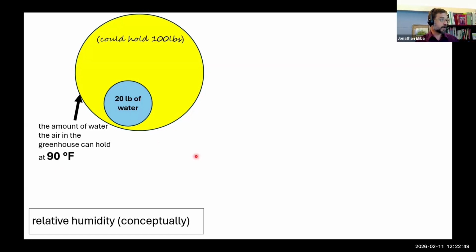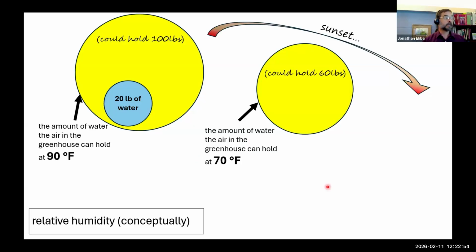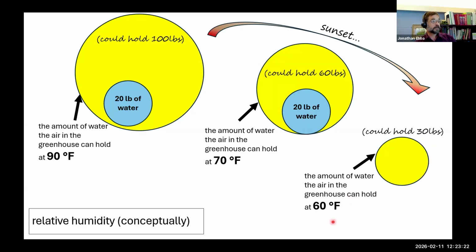Now, what happens as the sun goes down and our temperature starts to fall, right? So now our temperature is down to 70 degrees and the air can only hold 60 pounds of water. But there's still 20 pounds in there. We're assuming that the plants have stopped transpiring, which isn't true. I mean, of course, there might actually be 22 pounds at this point, but just for the sake of this illustration, keep it the same, right? So now that air can only hold 60 and it still has the 20 because that water hasn't gone anywhere. Now let's make that house even colder. Now that house is at 60. Let's say the air could hold 30 pounds of water, still got 20, right?